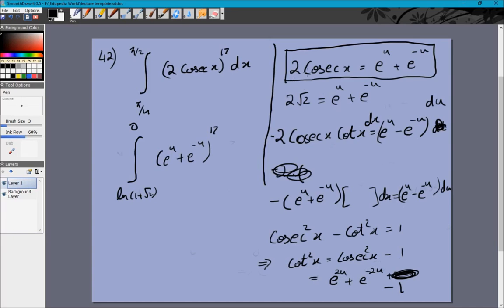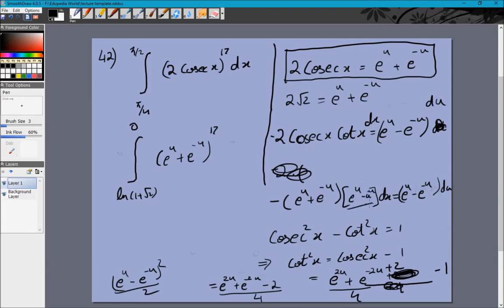Hang on, I made a mistake of 2 here. So cosec x is this by 2. So cosec square x will be this by 4, plus 2, so this by 4, and there will be a minus 1 here, which is equal to e to the power 2u plus e to the power minus 2u, so this will be minus 4. That means this is minus 2 divided by 4. I forgot this factor of 2, which is equal to e to the power u minus e to the power minus u whole squared by 2. Which means basically cosec x cot x comes out to be e to the power u minus e to the power minus u by 2.